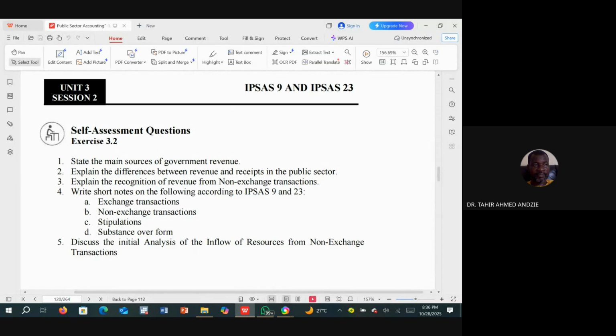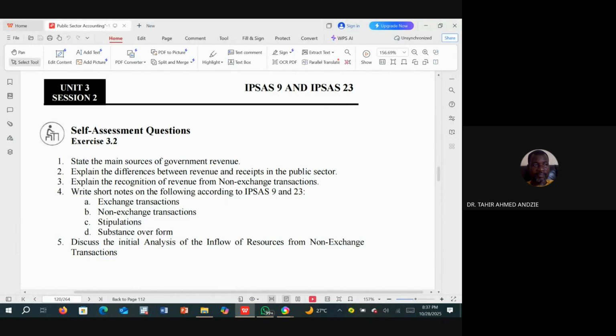Explain the recognition of revenue from non-exchange transactions, and write short notes on the following: accounting regarding International Public Sector Accounting Standards 9 and 23. So we have the exchange transaction; take note of that one very well. The exchange transaction, non-exchange transaction, stipulations, substance over form. That question can be picked for you, so take note of it very well.